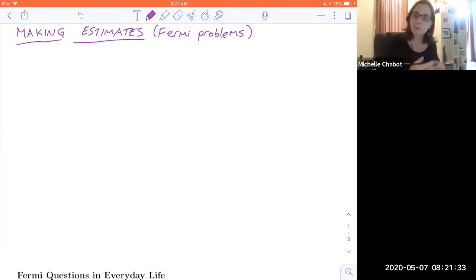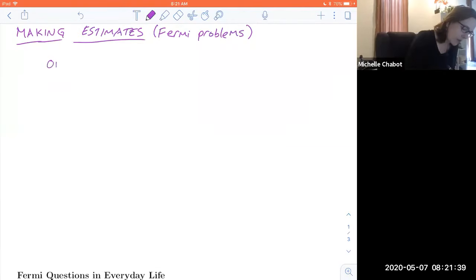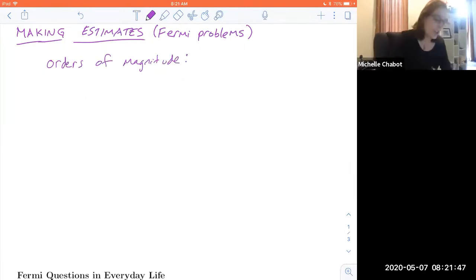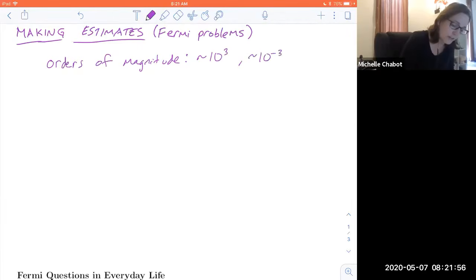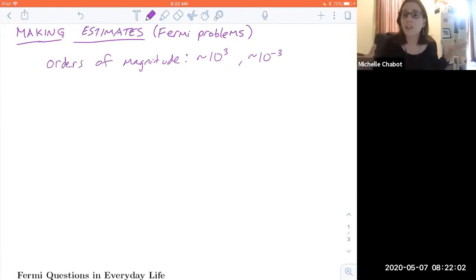All right, so let's think about some of the features that make something a Fermi problem. One is that they mainly deal with orders of magnitude. And when we say orders of magnitude, what we mean is things that are, say, on the order of 10 to the third, or on the order of 10 to the minus 3. So you have some very wide range for your final answer in terms of what that might look like. And so we're not really going for a specific number. You're certainly not going to have more than one significant digit.